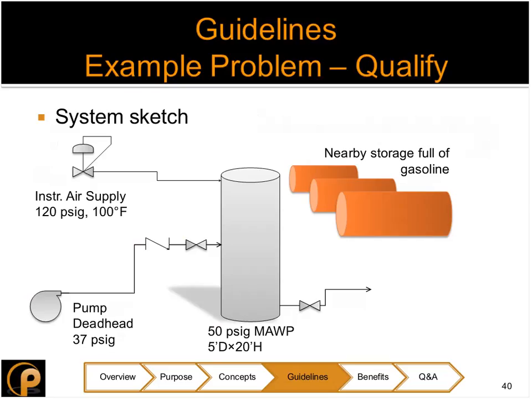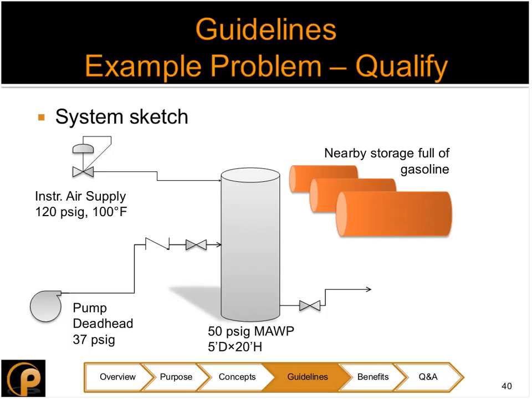Okay, so let's quickly identify what overpressure scenarios might apply. So the first thing we look at is perhaps a blocked outlet. If we have a blocked outlet, would we expect the pump to cause an overpressure? Well, the MAWP of our system is 50 psig, and the pump deadhead pressure we know is 37. Therefore, a blocked outlet on that pump would not cause an overpressure.